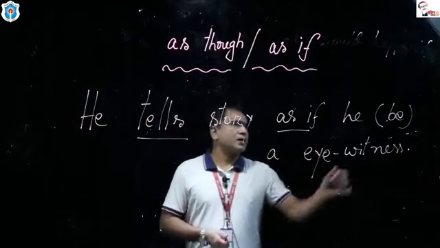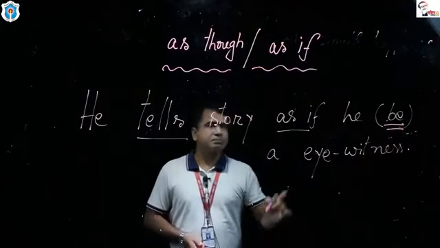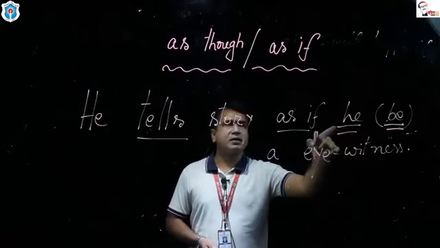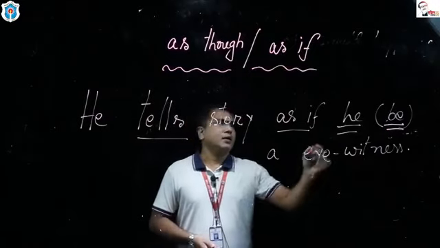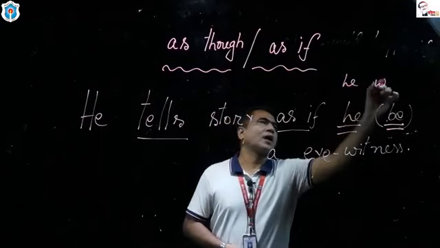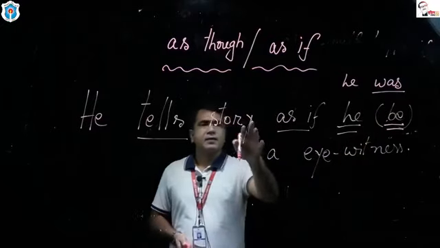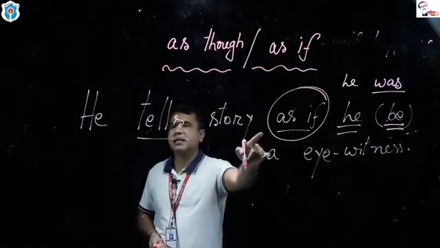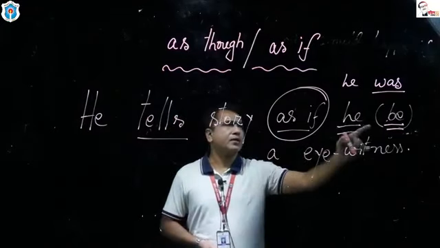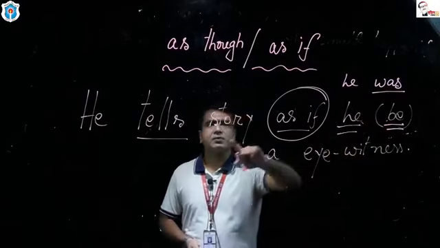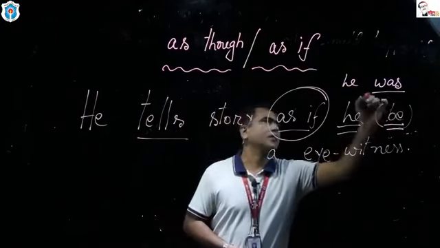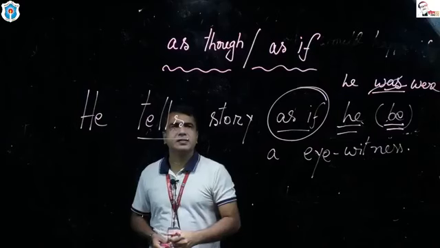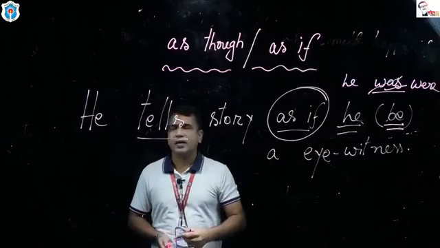In this regard, the verb be. Here we see the subject before the be verb is he. Generally, as a past tense, we should use he was, but as we have used as if, jehetu amra bakker moddhe as if byabohar korechi, shei karone be-r khetre amra was likhte parbo na. We should write only were. So the answer will be he were an eyewitness. He tells the story as if he were an eyewitness.